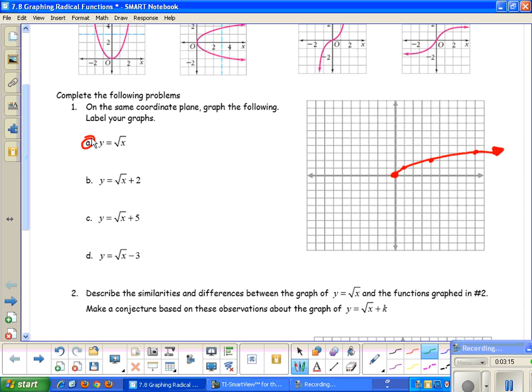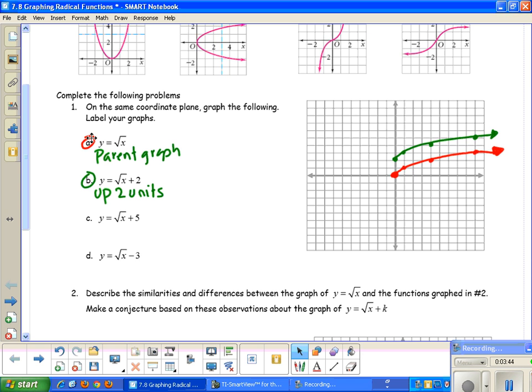So the next one I'm going to do is this one right here. So I'm going to take my parent function and just actually count up 1, 2. And so my graph is going to have the same shape, we just moved it up 2 units. So this translated it up 2 units. And this one right here was our parent graph.